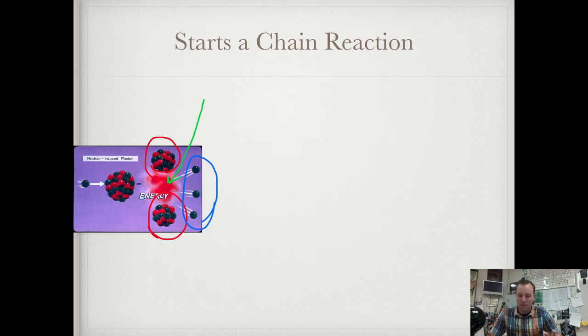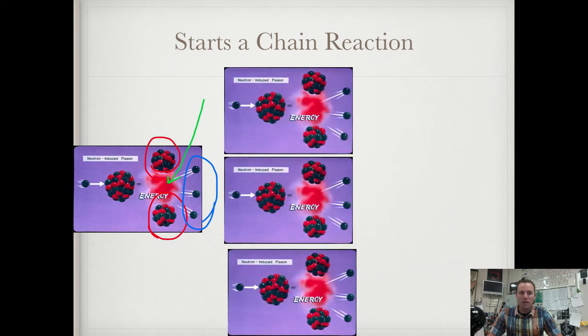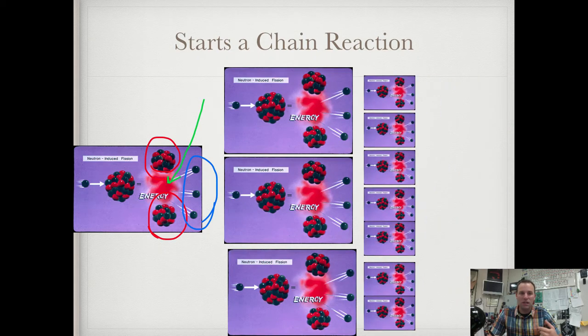And that's going to lead to where you think those three neutrons are going to go. Well, they're going to start another fission reaction, which is then going to lead to more fission reactions. And so this is why it's a chain reaction, and so on and so on.